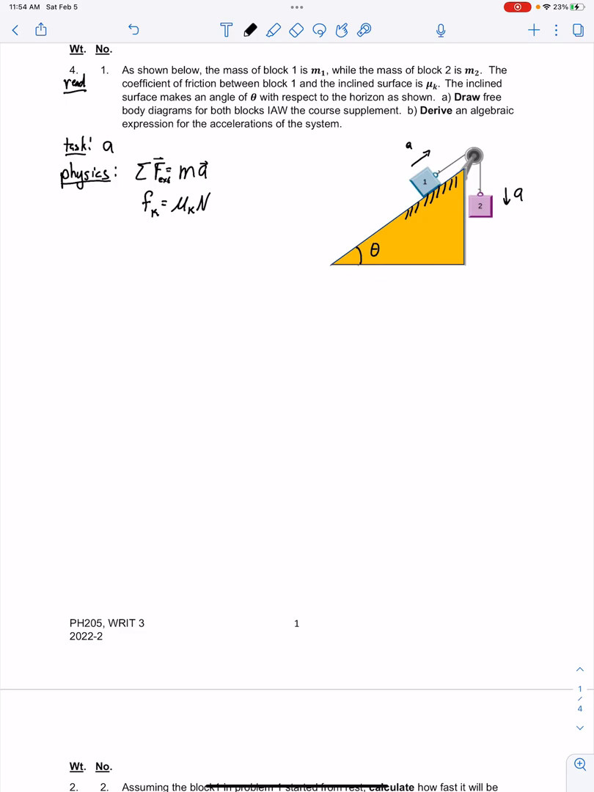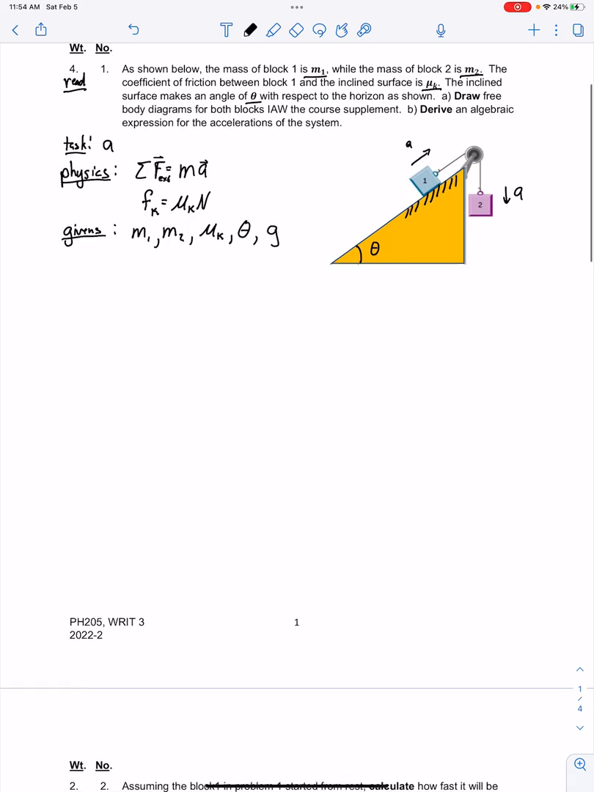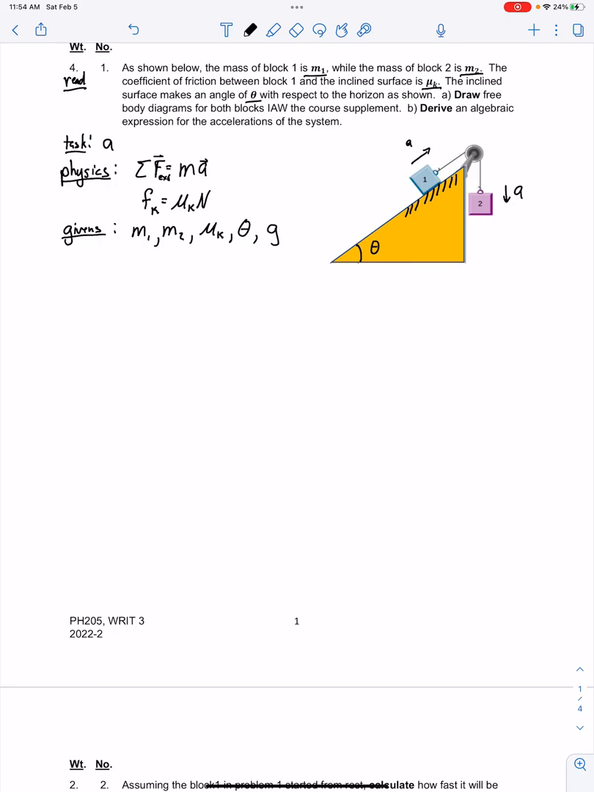Read, task, physics, assumption. We'll go givens. So what is it that we're given in this problem? We can come back up and see we're given M1, we're given M2, we're given mu sub k, and we're given our angle theta. So M1, M2, our coefficient of kinetic friction, and the angle of the ramp. And then I'm going to include in here the acceleration due to gravity, g, because that's a given that this is happening near the surface of the Earth. All right, good.